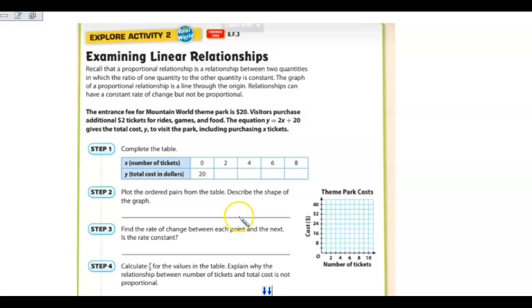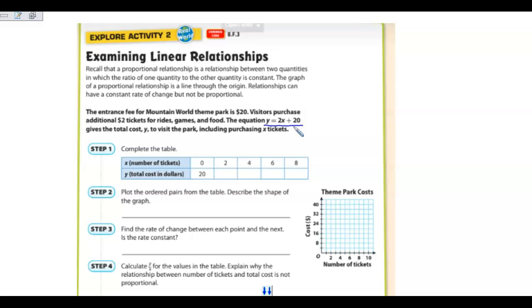So it says the entrance fee for Mountain World Theme Park is $20. Visitors purchase additional $2 tickets for games, rides, and food. The equation y equals 2x plus 20 gives the total cost y to visit the park, including purchasing x number of tickets.